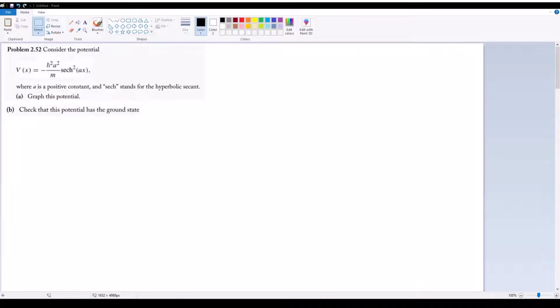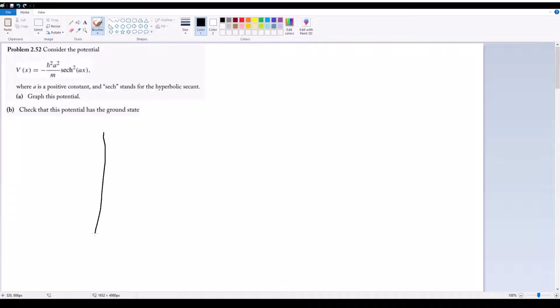Okay, 2.52, rather interesting mathematical sort of problem. So we are given this hyperbolic secant potential. In part A, we're asked to graph this potential. So that's pretty trivial. We can literally just throw this into Desmos, or if you know what hyperbolic secant actually looks like, you would also be able to infer that this has the shape of a bell curve.